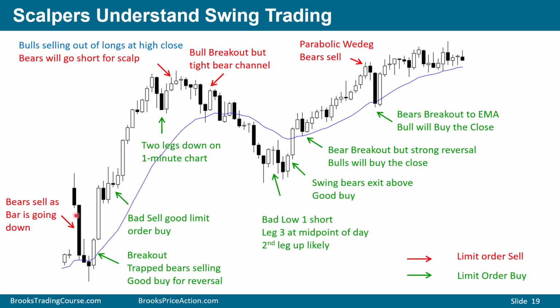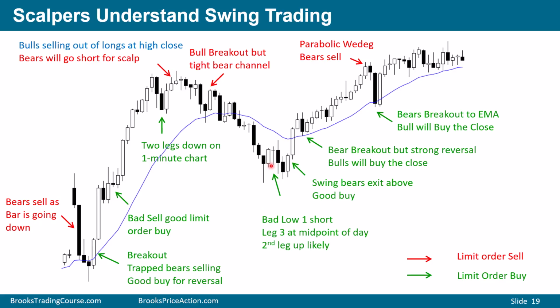Bear breakout, as the market's going down, bears are selling. We have a reversal up, bulls, they're buying, betting on a reversal, an opening reversal from the sell-off at the moving average. Bad sell, bulls will buy it. 2 legs down, on a 1-minute chart, bulls will buy this close. Test of the high close of the day, betting on disappointed bulls, bears will sell the close. Big bull bar, tight bear channel, bulls, what do? They'll sell out of longs and bears will sell to go short.